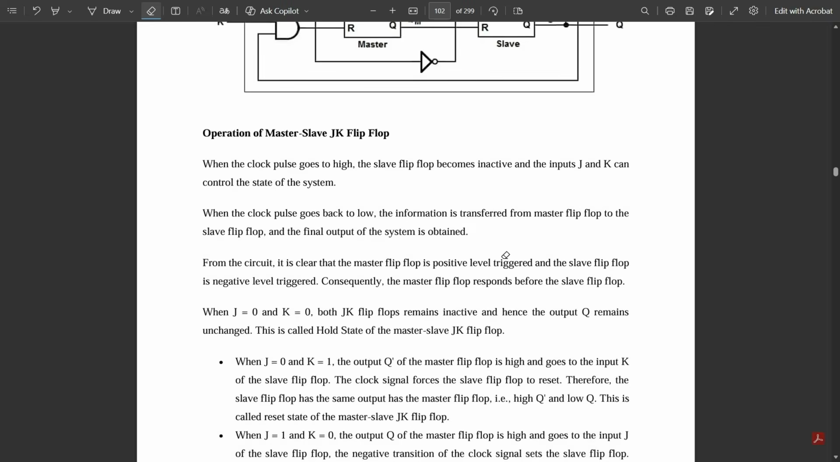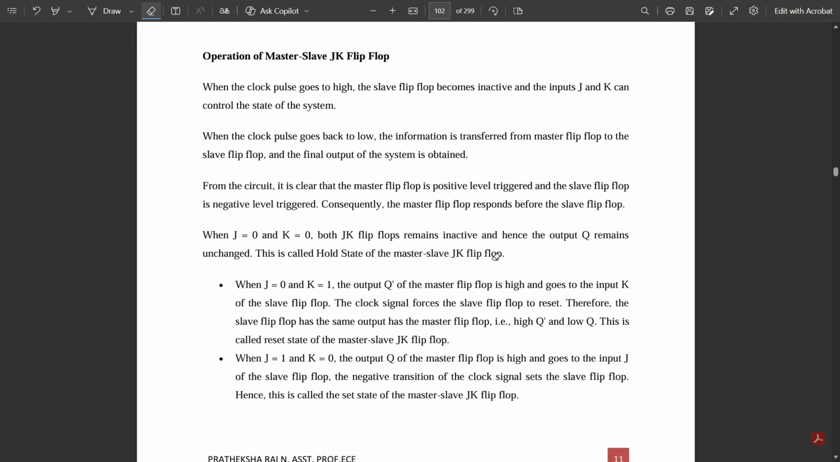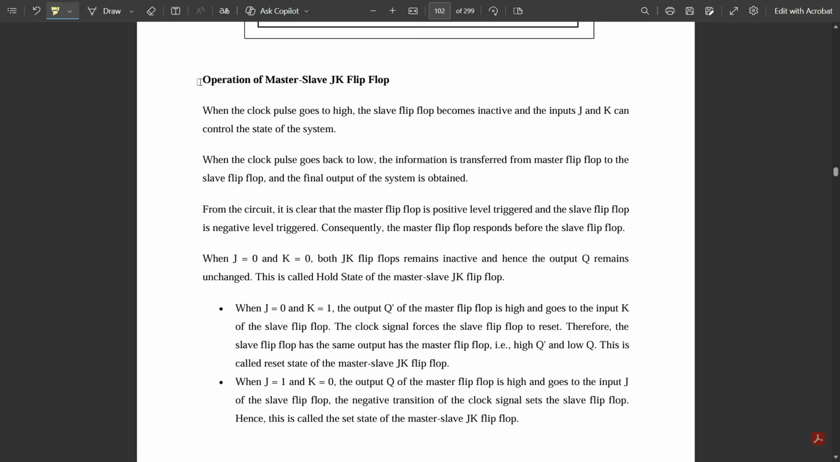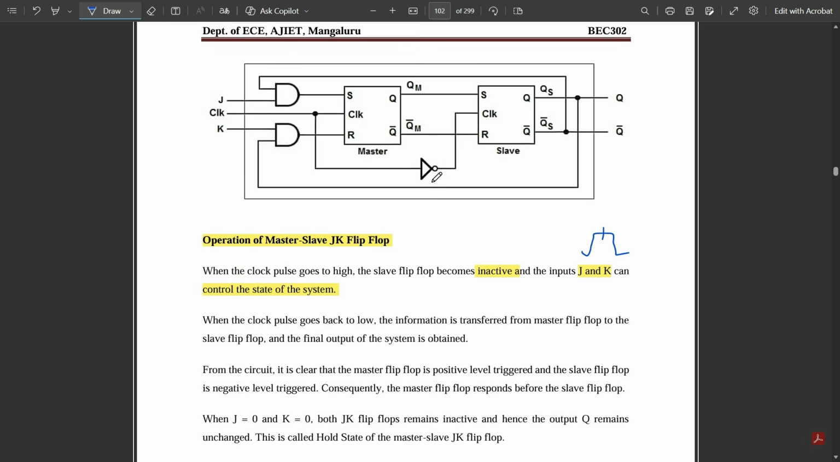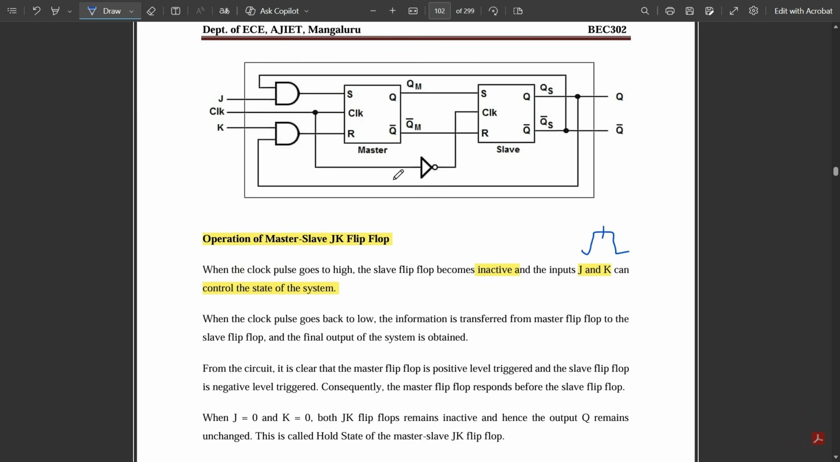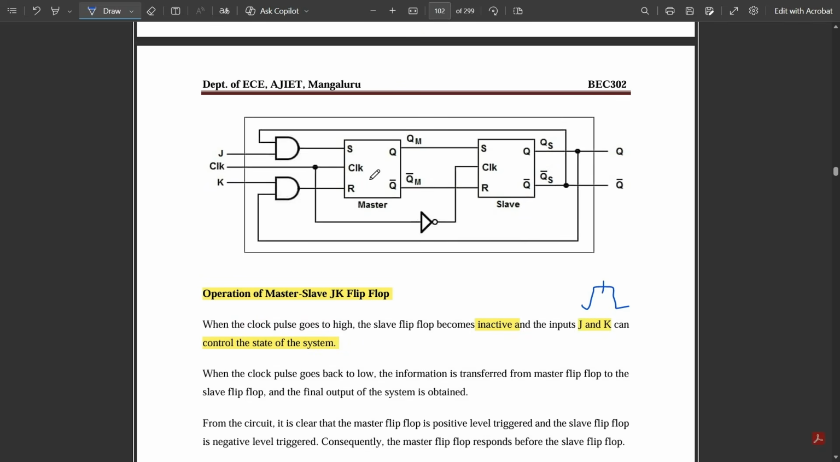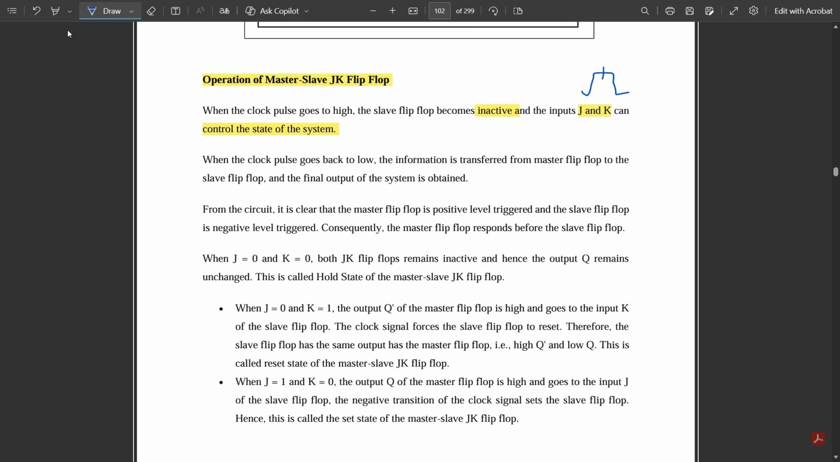Please note it down. Now the operation part: let us see what it actually does. Operation of this flip flop: when the clock pulse goes high, the slave flip flop becomes inactive, and the inputs J and K can control the state of the system. This is only when the clock pulse is high, that is, whenever it is at the high level. Whenever that clock pulse is high, the flip flop is active and the operation is taking place, and the inputs would be in control of the state. This is one condition.